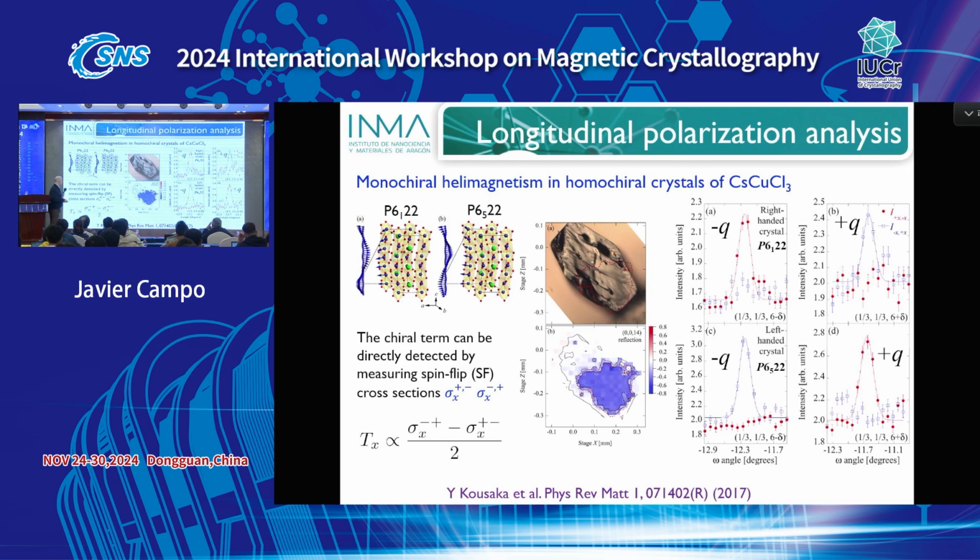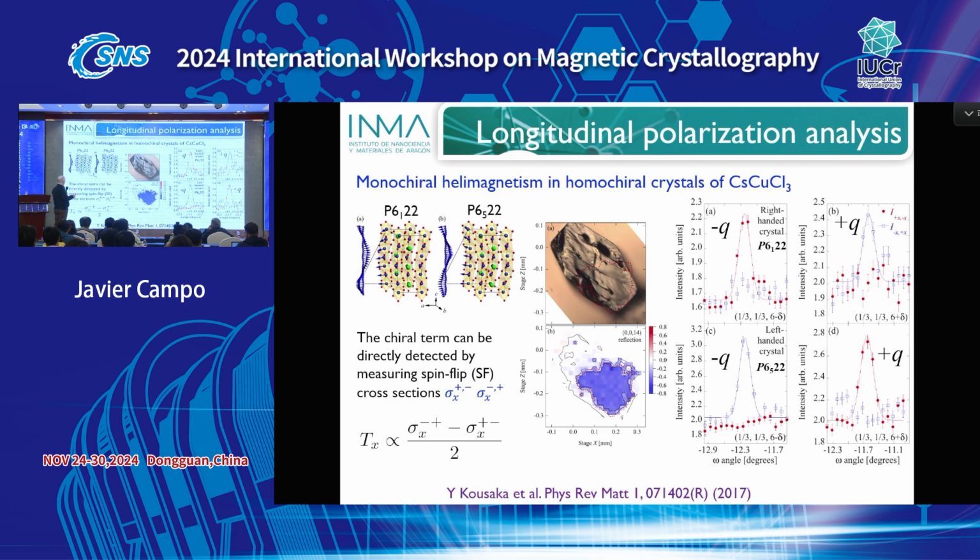I will go faster. In this example, with Kosaka-san, we were interested in this compound, cesium chlorine, for triangular lattices that in one direction are rotating, forming a kind of helical structure. And they were interested to produce homochiral crystals, because the crystal, if you grow like this, has different chirality domains, nuclear chirality domains, and every nuclear chirality domain will produce one magnetic chirality. And then they were able to produce only crystals with one nuclear chirality.